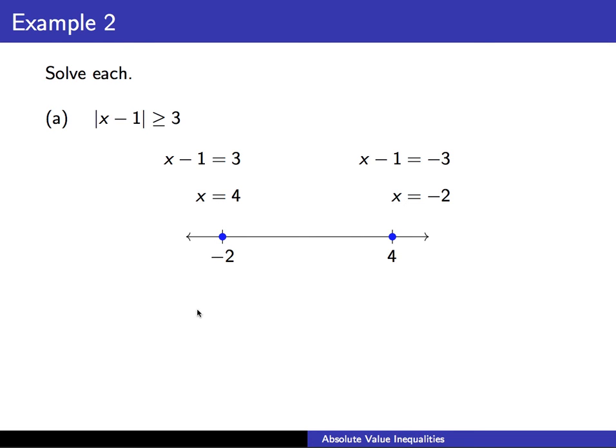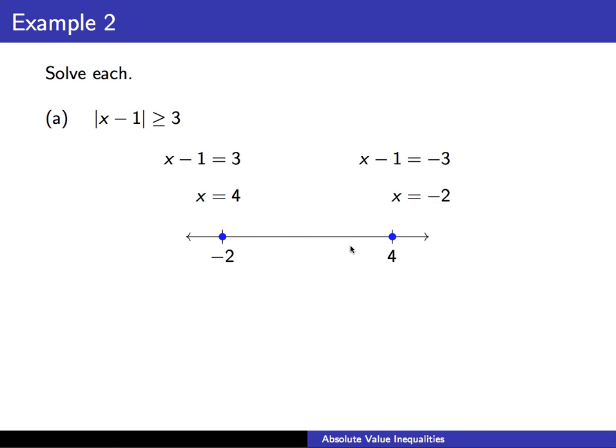And then we can pick values in each of these intervals, less than negative 2, between negative 2 and 4, and greater than 4, and test them out in the original inequality and see which ones make it true. So if we pick a number that's less than negative 2, like negative 10, minus 1 is negative 11, the absolute value of that is 11, and 11 is greater than or equal to 3. So we would definitely include the values on our number line that are less than negative 2.